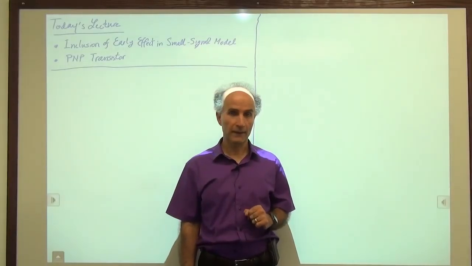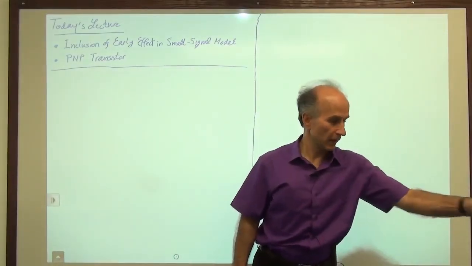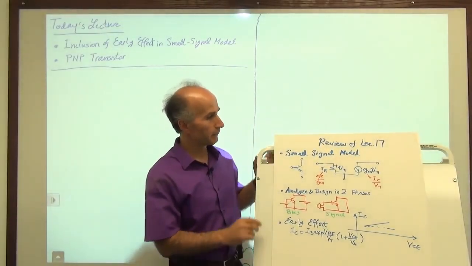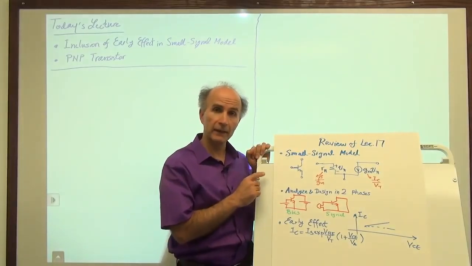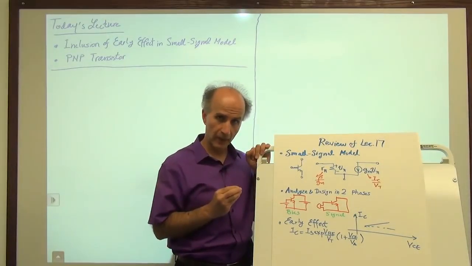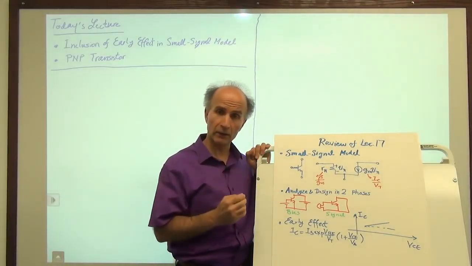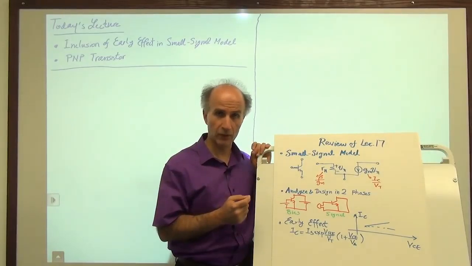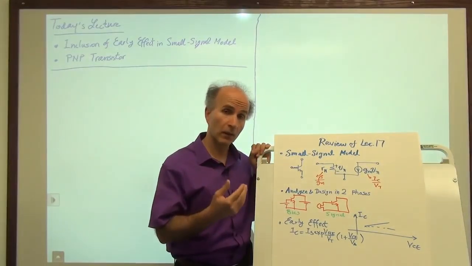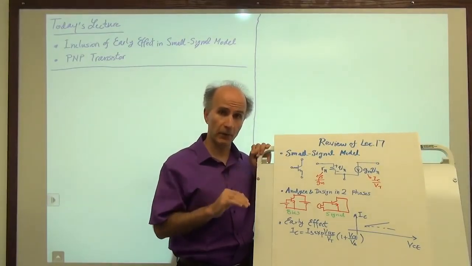But before we go there, let's take a look at what we covered last time. Here's a quick review of lecture number 17. So we said that when we have biased bipolar transistors and there's no signal, we have a certain current in the collector, we also have a certain base emitter voltage. Now when the signal comes in and the signal is small, it produces a perturbation around the operating point.